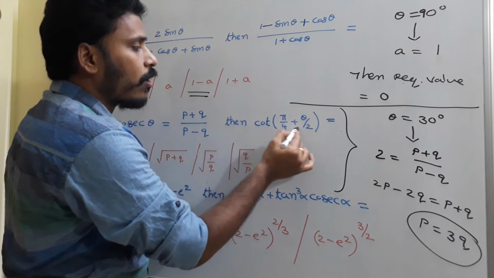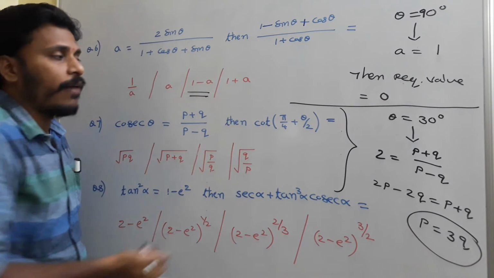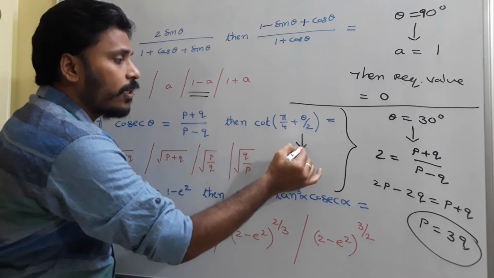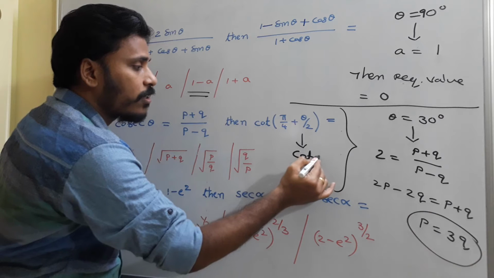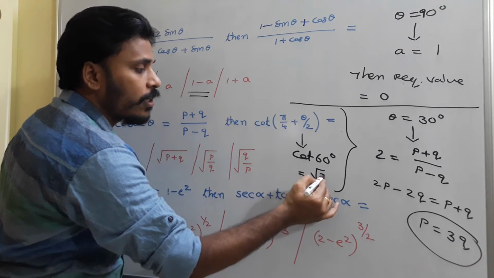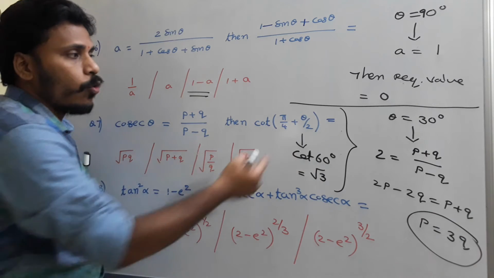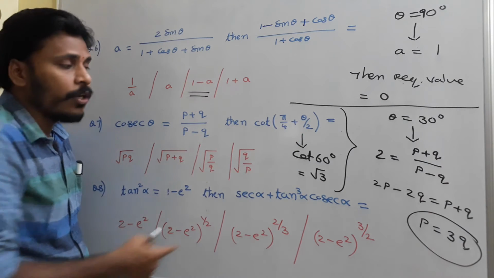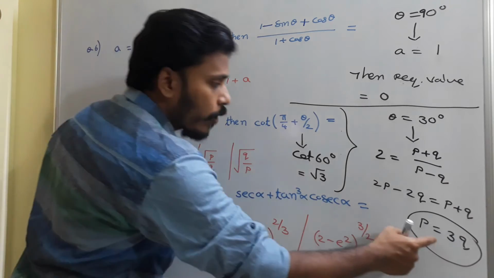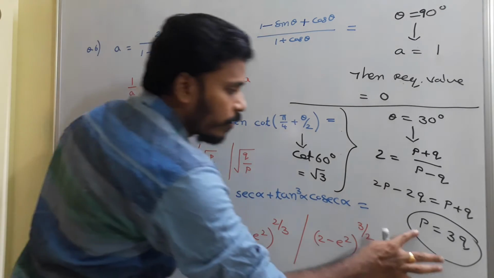You need to find cot of (pi by 4 plus theta by 2), and that's why we replace theta with 30 degrees. When you replace theta with 30 degrees, it becomes cot 60 degrees. Cot 60 degrees is how much? It is root 3. So your required value is root 3, but we have a relation p equals 3q.